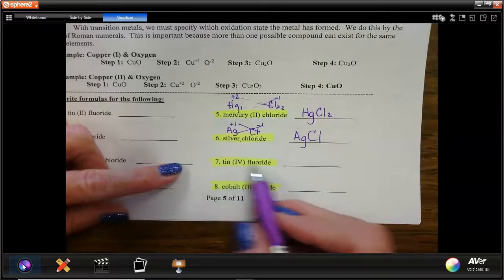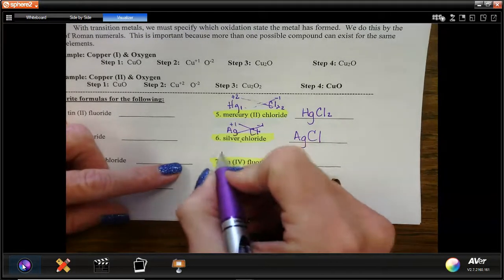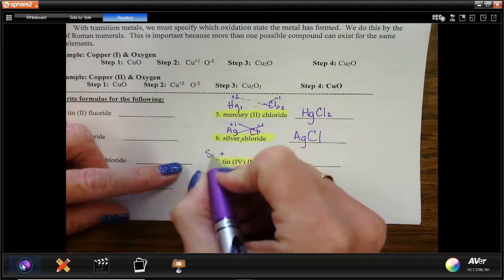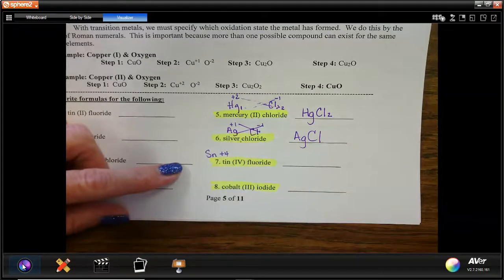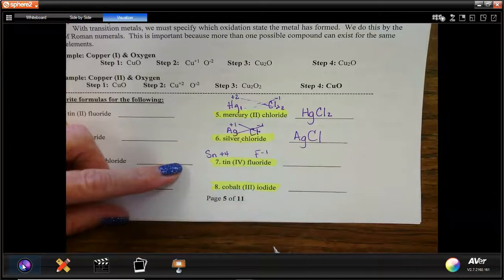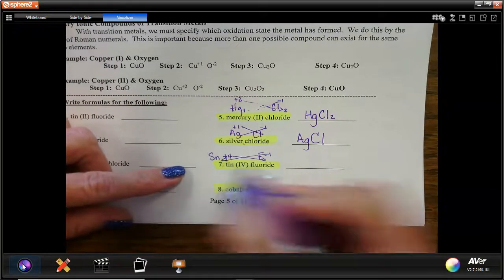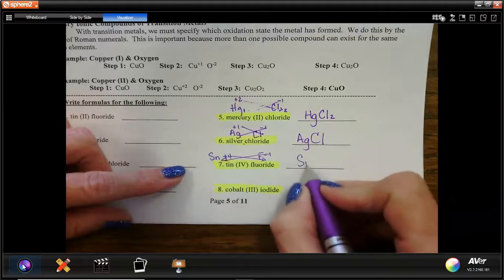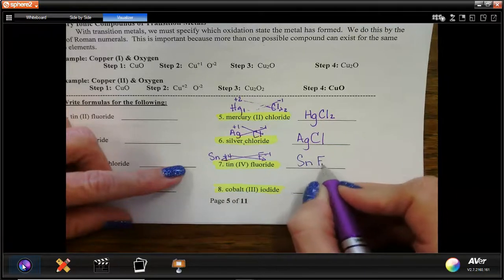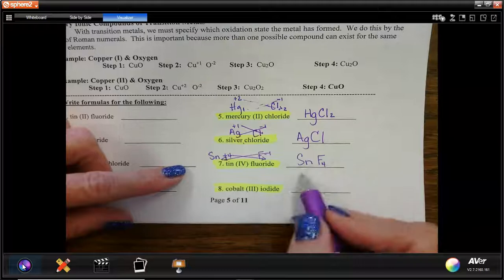All right, tin(IV) fluoride. 4 is the oxidation number for tin, so I'm going to put Sn and put the +4 over here. Fluorine is F, and it has an oxidation number of -1 all the time. So I would crisscross these and use them as subscripts, and I would have SnF4 for tin(IV) fluoride. Remember, crisscross them.